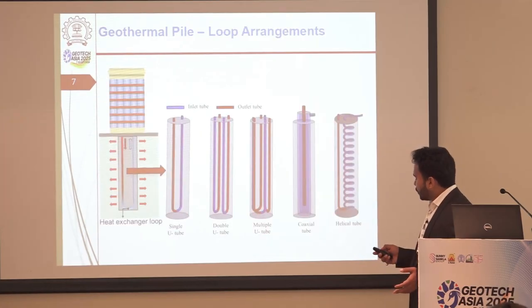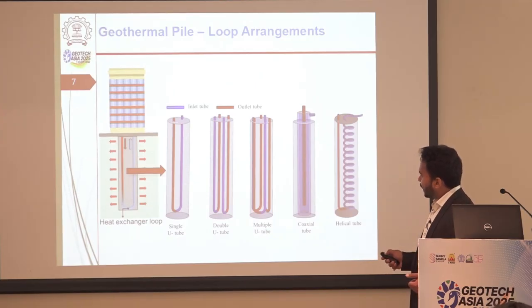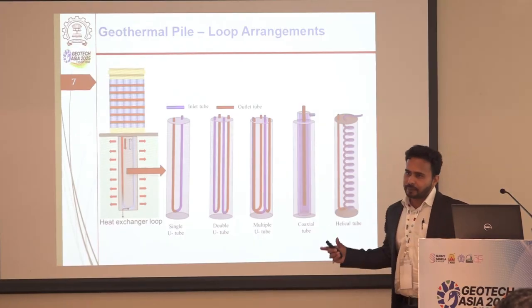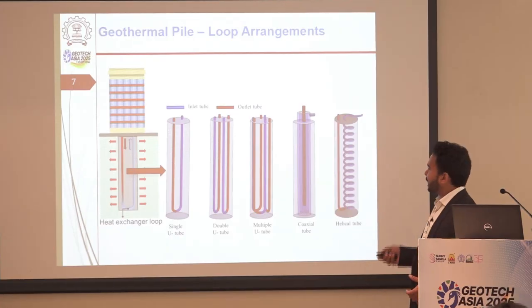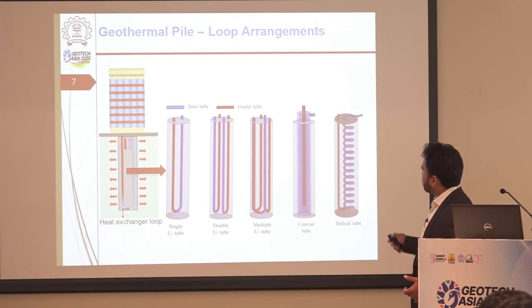So when we install a geothermal pile, the geothermal heat exchangers can be of many shapes and sizes depending on the pile diameter and need. It can be a single U-loop here, as I explained. It can be a double U-loop. It can be a multiple U-loop depending on the diameter of the pile. If it is a very big diameter like 1 meter, 2 meter, we can have 3 or 4 loops. Depending on the design, it can be coaxial as well, where you send the fluid from the center and then take it from the top.